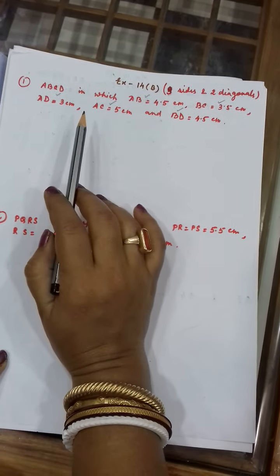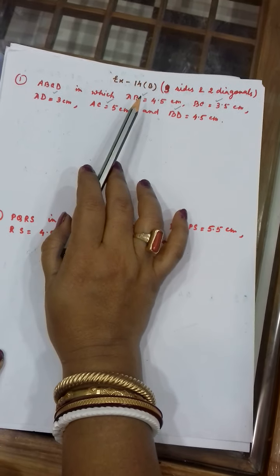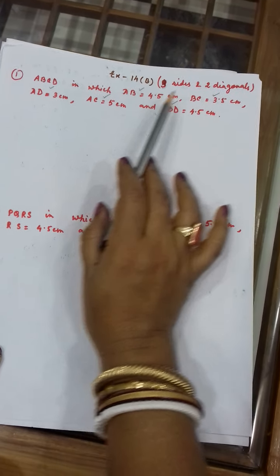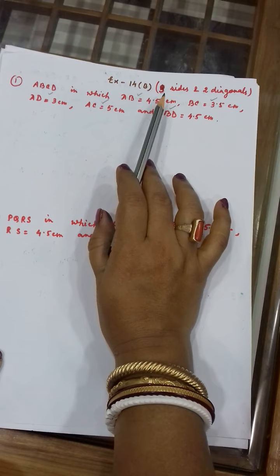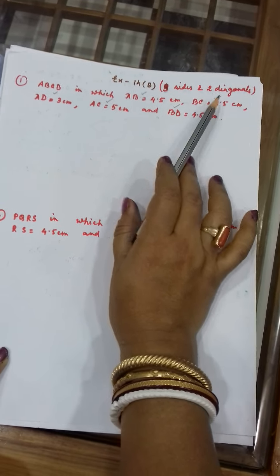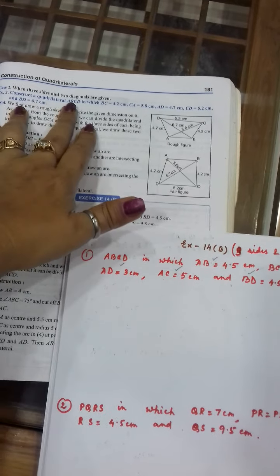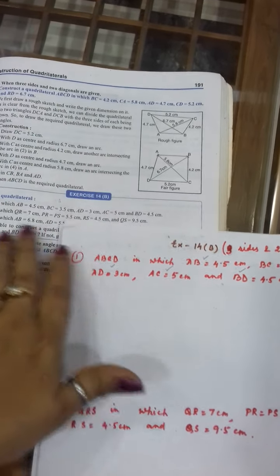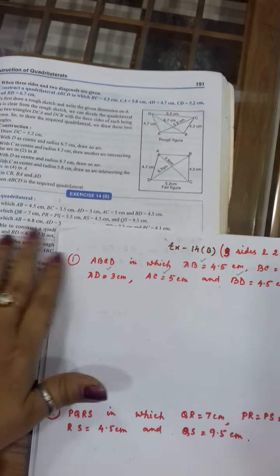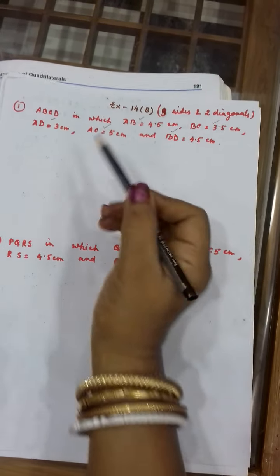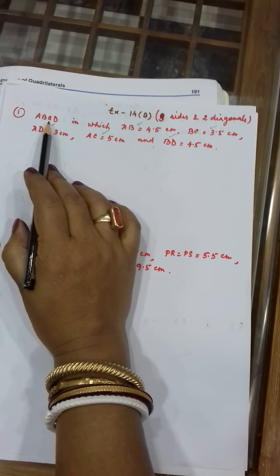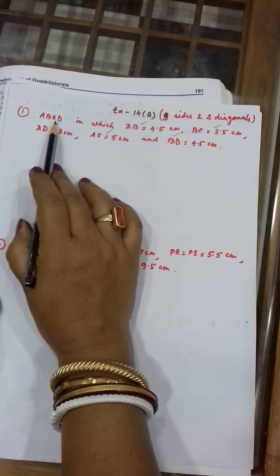Hello students, today I will start with the new exercise where you have to construct a quadrilateral with 3 sides and 2 diagonals. It is here 3 sides and 2 diagonals. The first question I am doing here. Here it is given you have to construct a quadrilateral ABCD.